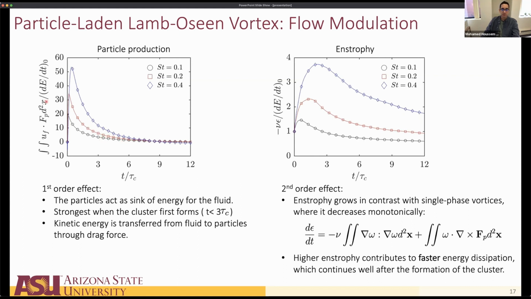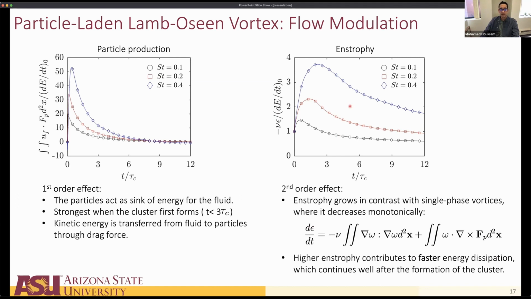So this is the first order effect, but the dissipation or the entropy here also increases, which is not what you would have in a 2D particle-free vortex, because in a 2D particle-free vortex, you would only have a decay of entropy. But here it grows, and the reason why it grows is because, again, you can write an equation for entropy and see that there is a particle production term here. And that's really what contributes to this growth here, which is an interesting behavior.